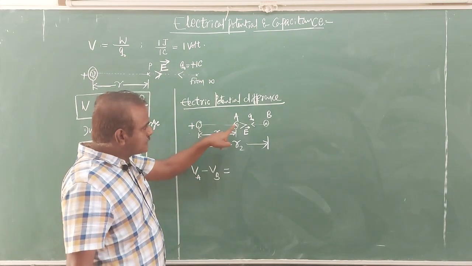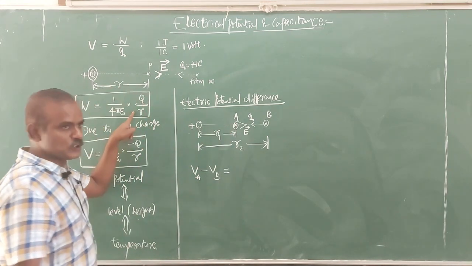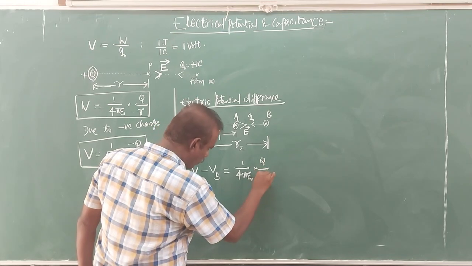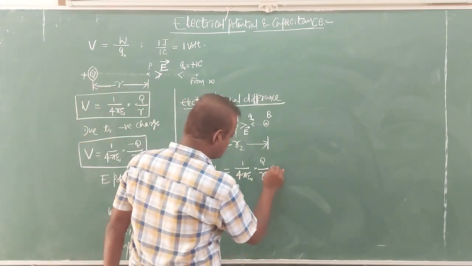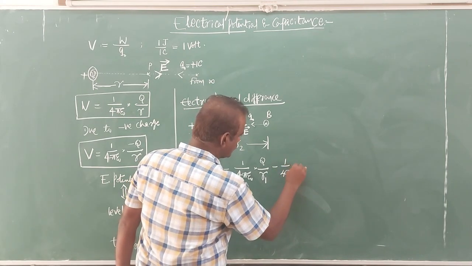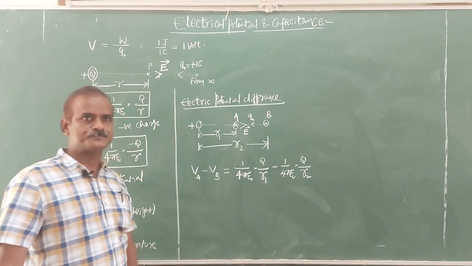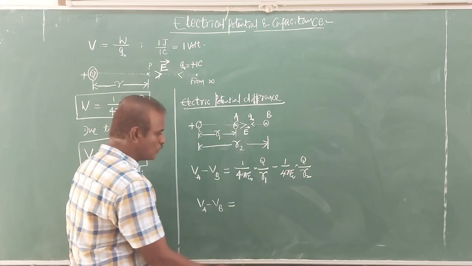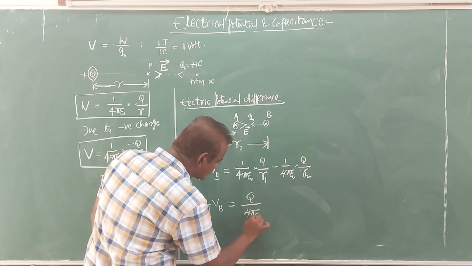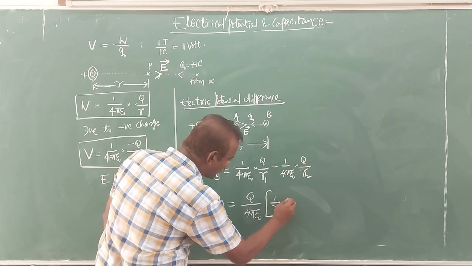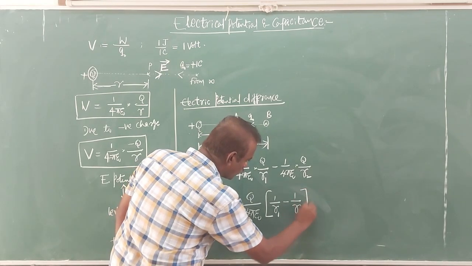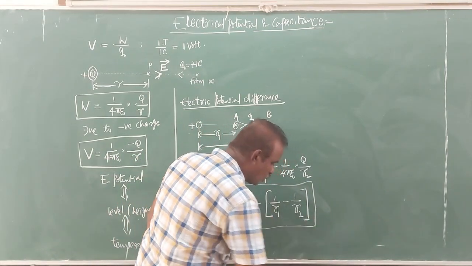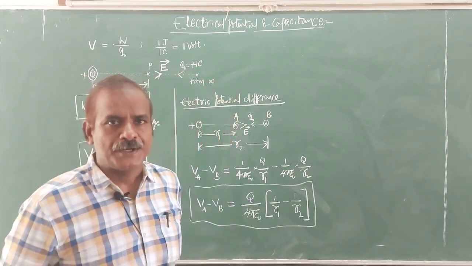And how is it calculated? What is potential at A? With respect to this formula, 1 by 4 pi E naught Q divided by R1 minus 1 by 4 pi E naught Q divided by R2. What is common, you remember? VA minus VB is equal to Q by 4 pi E naught into 1 by R1 minus 1 by R2. This is the formula for potential difference between 2 points due to a point charge.